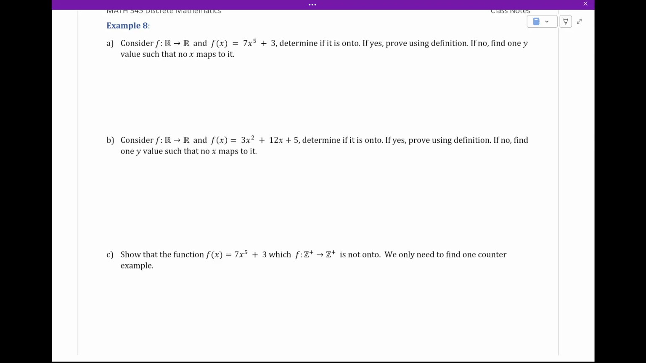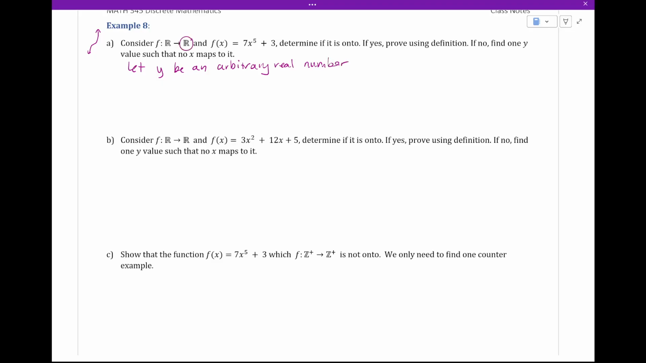And I think this one is onto. If I remember, the picture looked like this, and I just said earlier, this is actually the example that I drew. If the graph goes over the entire codomain, which is all the real numbers, positive and negative, and this one does. So I'm thinking it's going to be onto. Let y be an arbitrary real number.